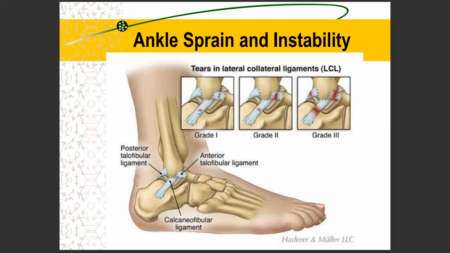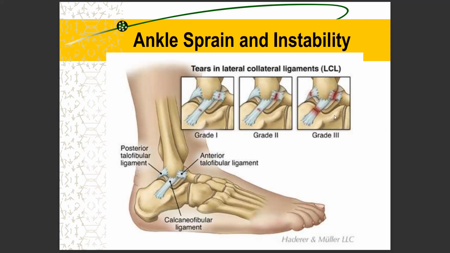So this is grade 1. This is just micro tears. This is grade 2. You can see here there is a partial rupture, with rupture of some fibers while some fibers are still intact. And this is grade 3, when there is a complete tear of the ligament. There is discontinuity from one side to the other. There is no fiber which is still intact.